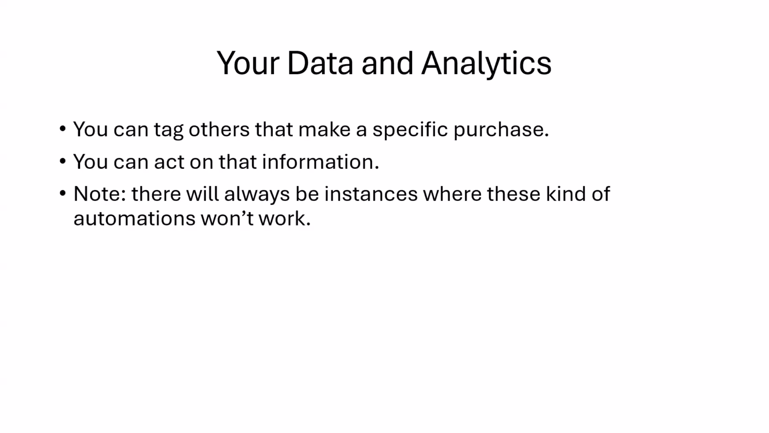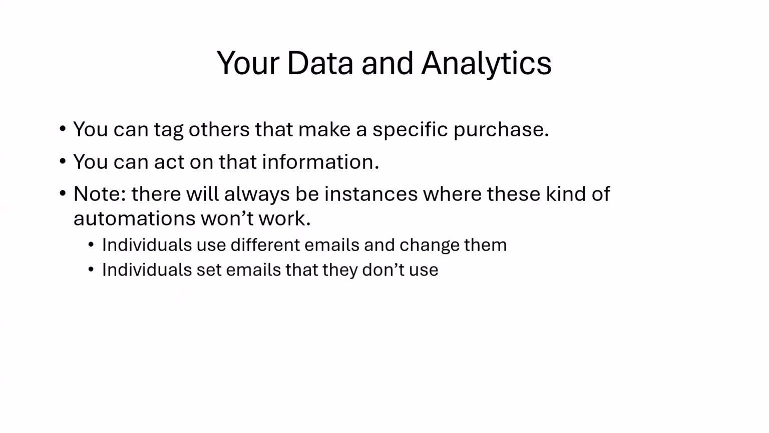Now, it works to some degree, but there's no rhyme or reason to when the automation is not going to work for that. The reason for that is people use different emails. They change them, right? So they might use one email to purchase, and another email to access their stuff. So you may not have all the emails, and that might not work all the time. Some people set up emails they don't use in order to receive stuff.